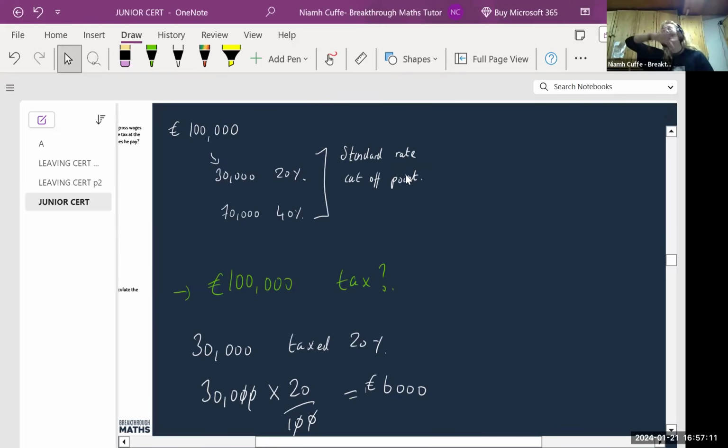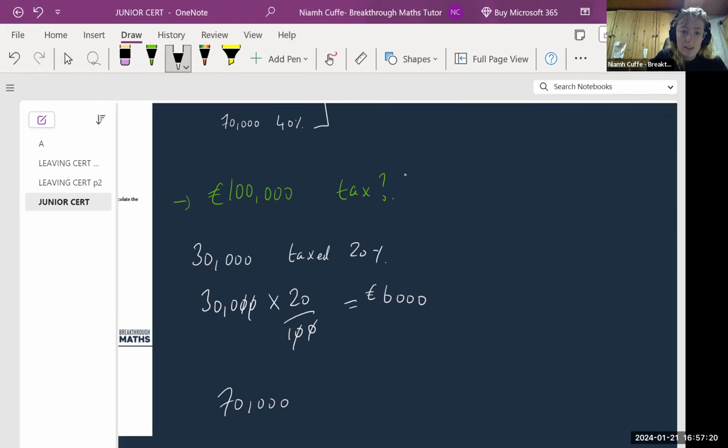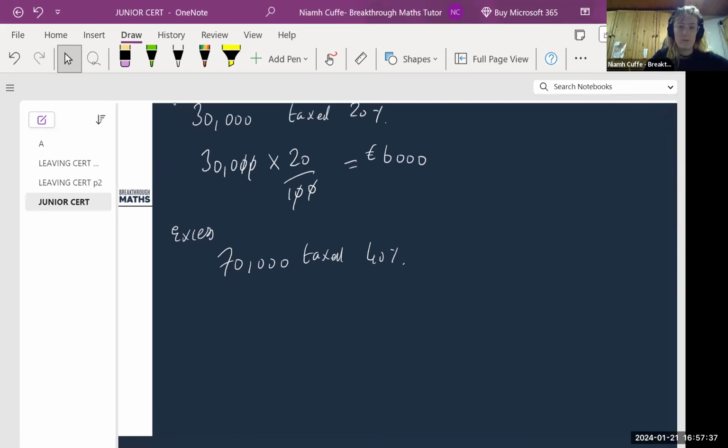Now we've got that much, but the standard rate cutoff is at 30,000, but I make 100,000. So I make 70,000 more than that. So I need to find 40% now of 70,000, because my 70,000 is taxed at 40%. So guys, can everyone now just go ahead and try to find 40% of 70,000 for me and see how you get on? Try to put your answer in the chat if you have it.